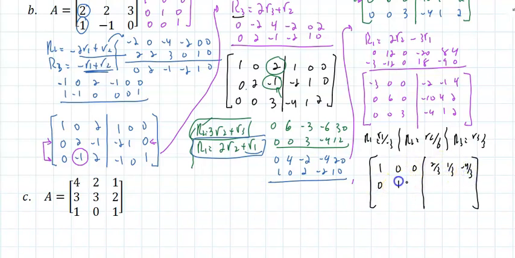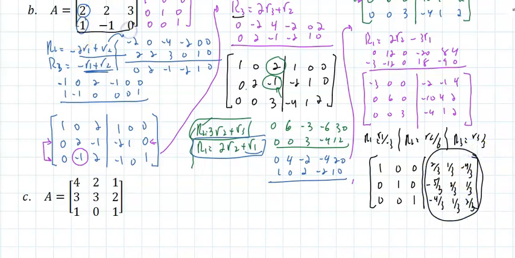Divide row 2 by 6. Divide by 2, divide by 2. And 0, 0, divide by 3. This is the inverse matrix of that matrix A.